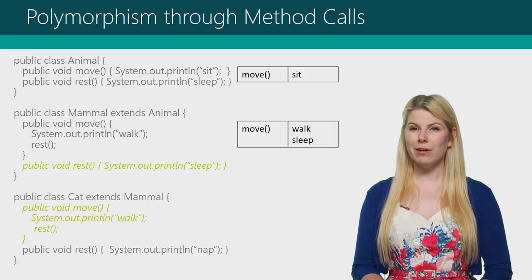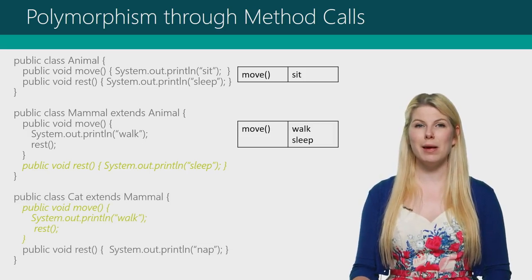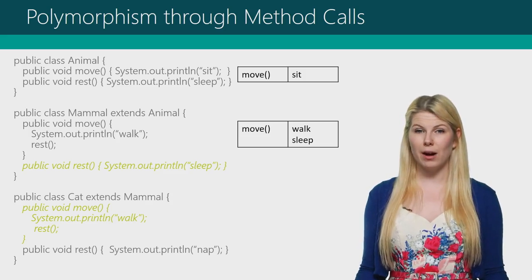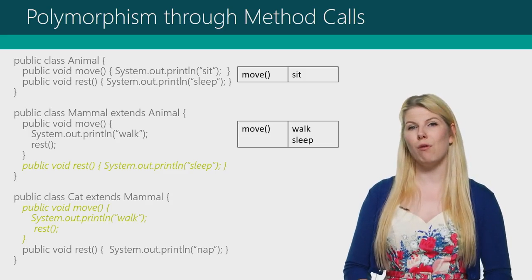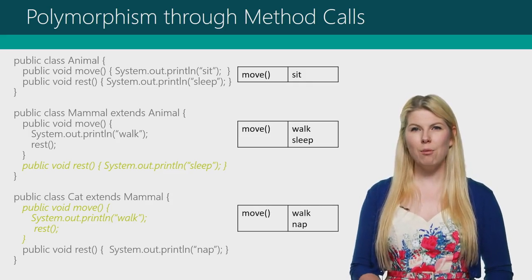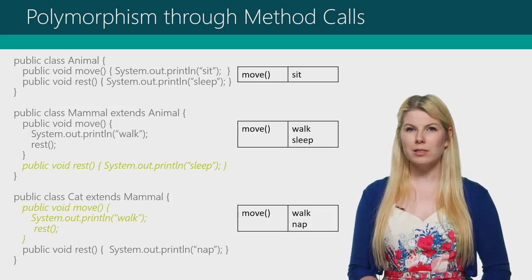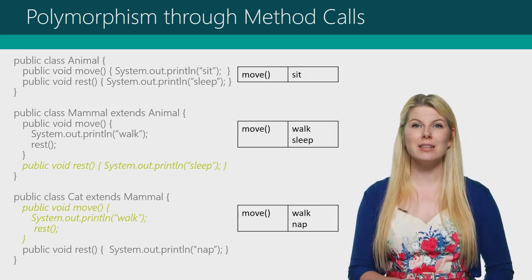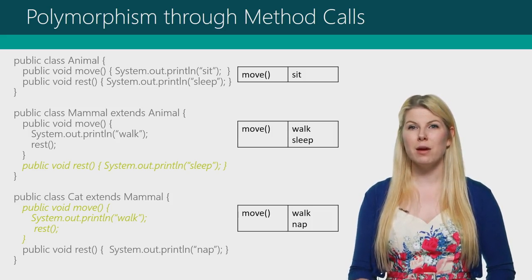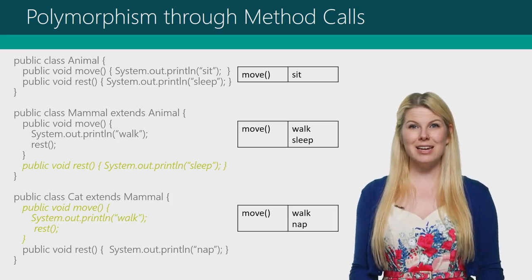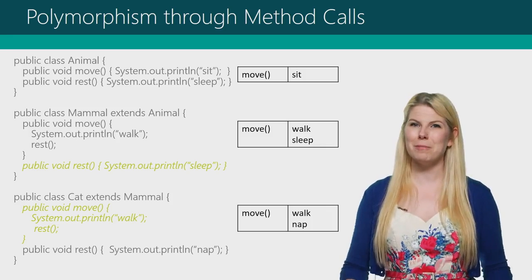So what if I create a class that then extends mammal, meaning it's now two away from animal, and I don't override move, but I do override rest? What's going to happen? Now when I call move, it walks because I inherit that from my superclass, but then I inherit not the println of sleep, but the method call to the rest method, which in my instance is nap. There you go, three different implementations of move.